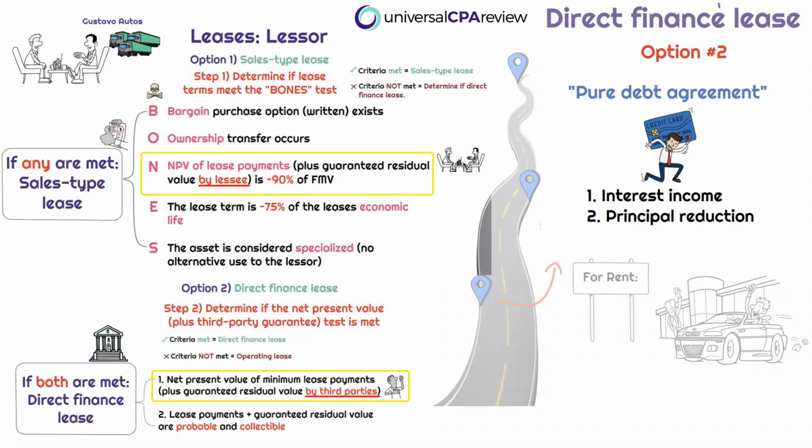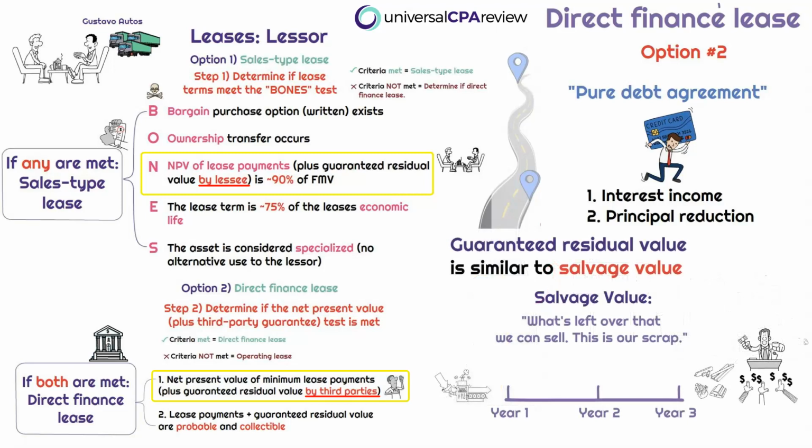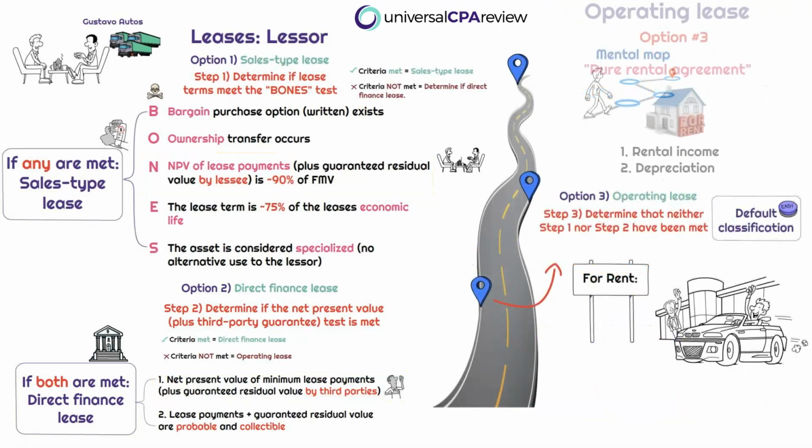Okay, so this guaranteed residual value can be thought of as similar to the salvage value of a depreciable fixed asset. Right? Somebody's making a guarantee that this asset will have value at the end of the lease. Okay, so in addition to that, lease payments plus the guaranteed residual value are considered probable and collectible. Okay, and in this case, both of these criteria must be met for it to be considered a direct finance lease. All right, and if none of the first 5 bones criteria are met, and none of these additional 2 criteria are met, or if even one of the 2 additional criteria is met, but not both, then we would move to option 3, and by default, this would be considered an operating lease.